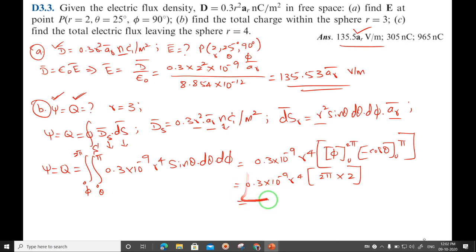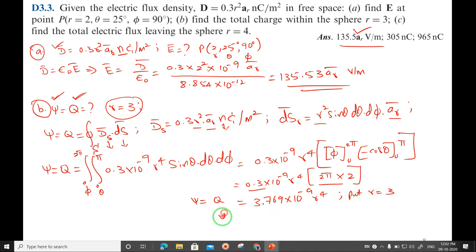So I am getting it as 3.769 into 10 power minus 9. I have multiplied 2 to the 4 pi into 0.3. I have multiplied this and this I have multiplied. So 10 power minus 9 as it is, r to the power of 4. So this is psi equal to q. But what he has given r is 3. So put r equal to 3 here.